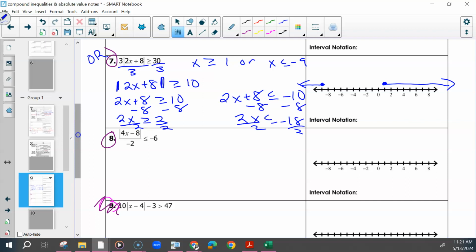And then in interval notation, that would start at what point? Negative infinity, going to the left. Stop at -9 with either a parenthesis or square bracket. Or, square bracket again, 1 to infinity.